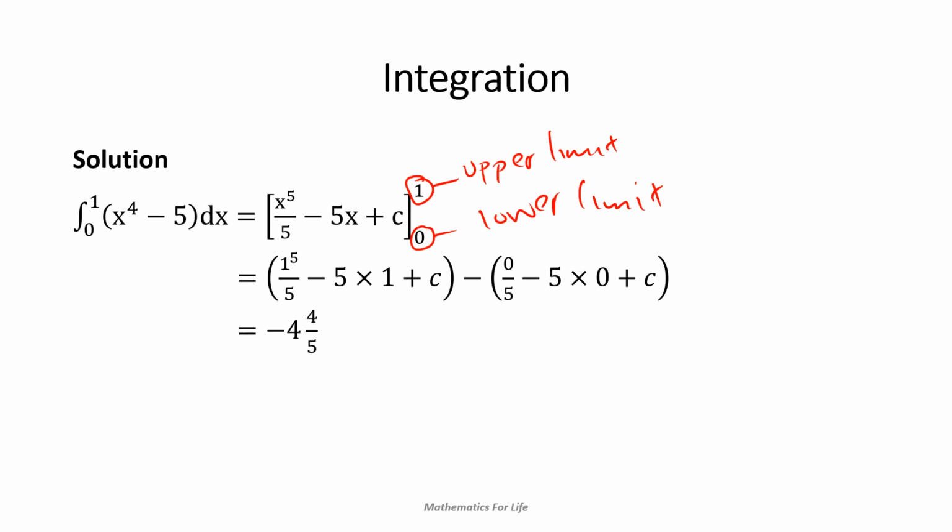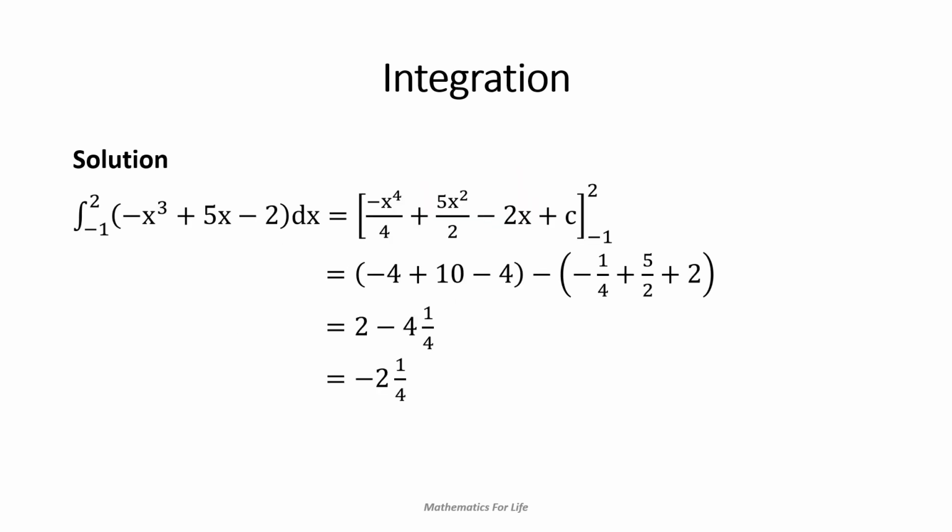Similarly, the second one will be evaluated by first integrating what we have in brackets and then evaluating the integral for the provided limits, and that will give us minus x to the power 4 divided by 4 plus 5x squared over 2 minus 2x plus the arbitrary constant c. And then so that's what we have over here. And then we have our limits. Again, remember, minus 1 is the lower limit and 2 is the upper limit.